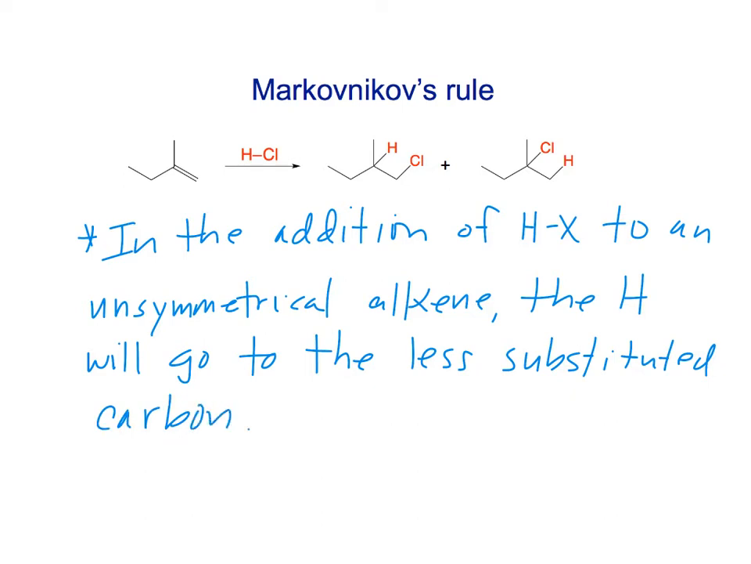Notice this position has two H's on it, whereas the other one has 2 carbons attached. So less substituted means that there's less carbons. There's more H's. So less substituted carbon means more H's. So why does this rule work? The reason is because by protonating on the less substituted position, the position with more H's, we always will generate the more stable, more highly substituted carbocation.